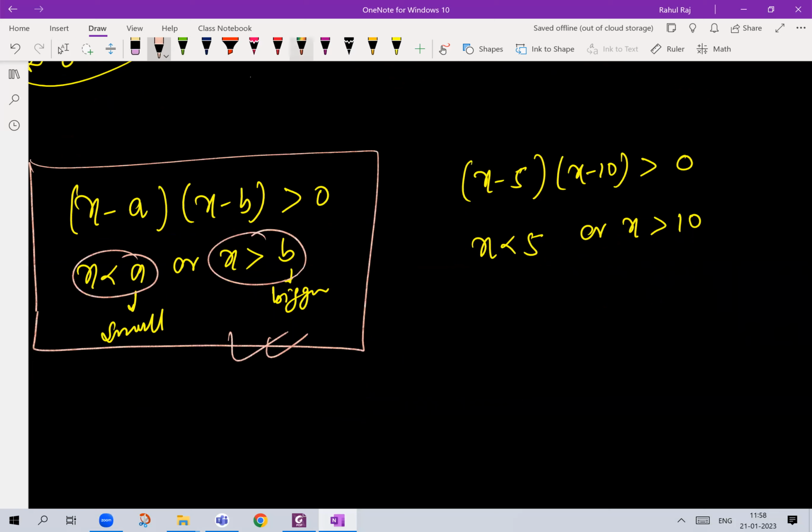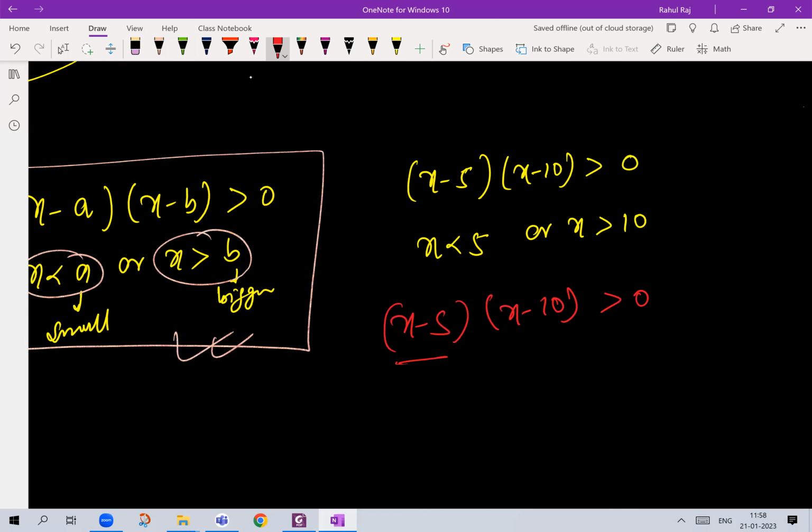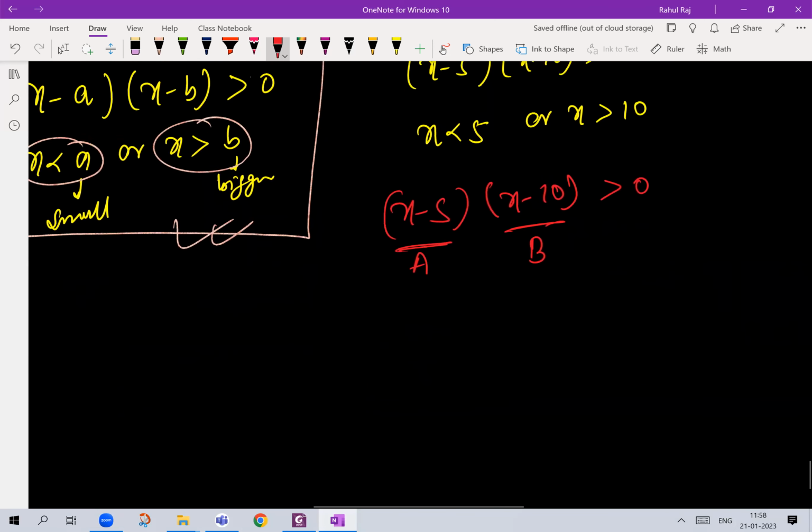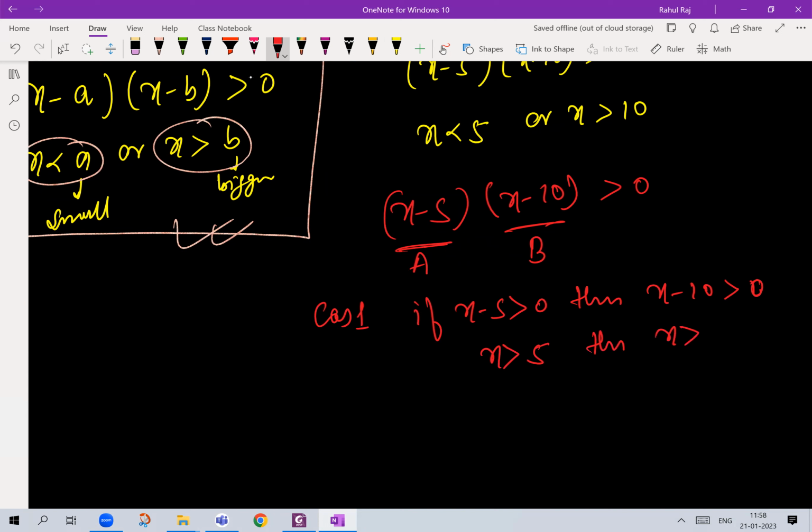So see here, my equation is (x minus 5) into (x minus 10) greater than 0. Now, how do I solve it? Pretty simple logic. This is a, imagine, and this is b. ab greater than 0 means a and b are of the same sign. So now I'll have to take two cases. Case one: if a, which is x minus 5, is greater than 0, then b should be greater than 0, that is x minus 10 should be greater than 0. Simple logic. Now, if x minus 5 is greater than 0, that is, if x is greater than 5, then x should be greater than 10. Absolutely simple. Now imagine this is 5 and this is 10. So x greater than 5, I'll take this value.